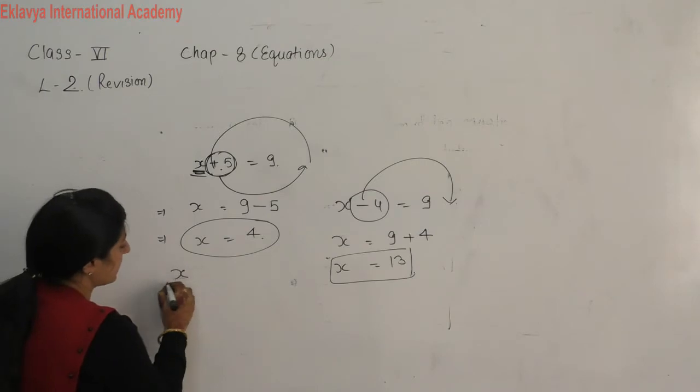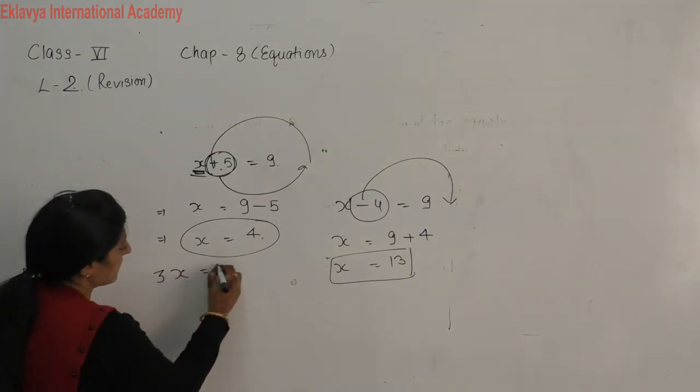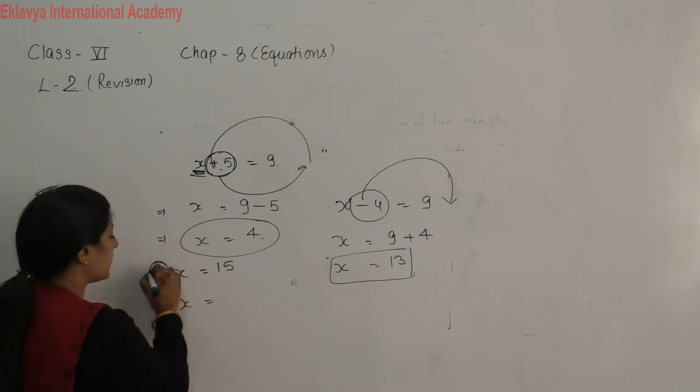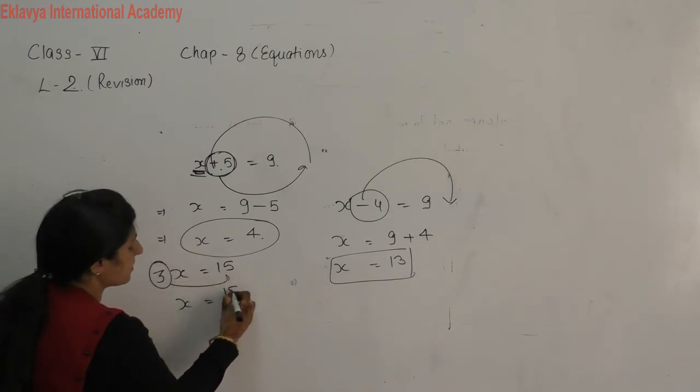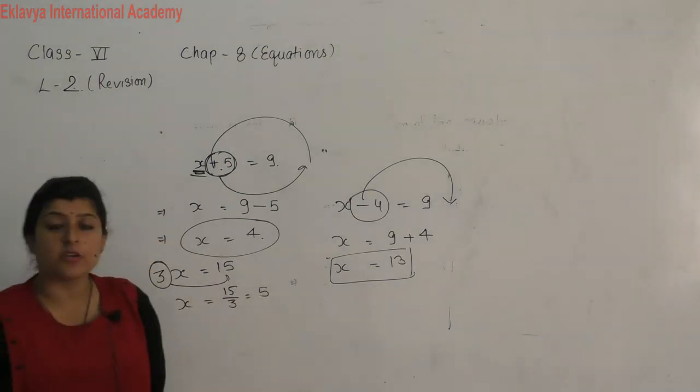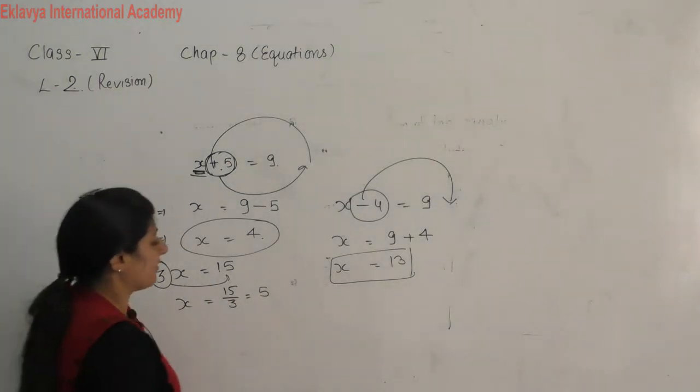An equation is in multiplication: 3x is equal to 15. Then x is equal to 3 is in multiplication; when we transpose it, it will come in division, and then we will get the value of x is equal to 5.